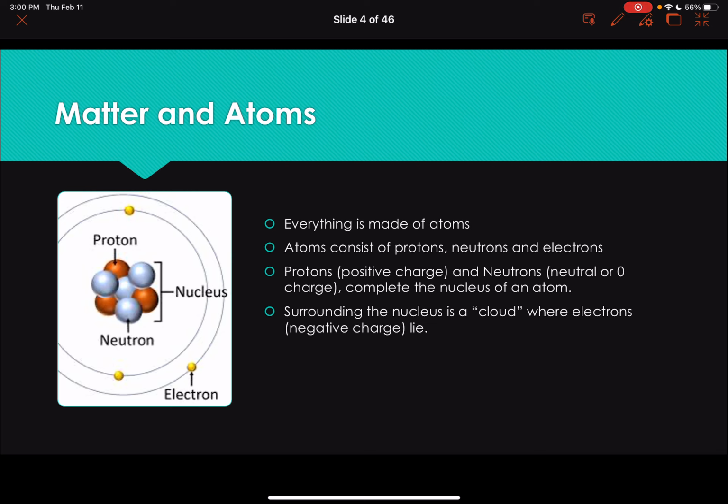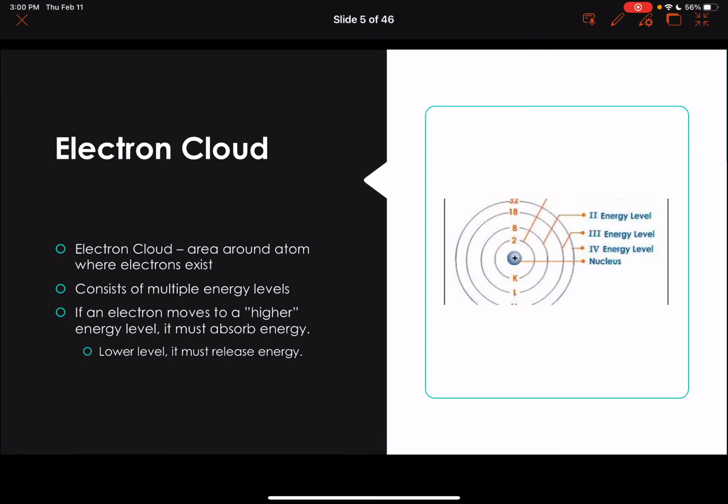Surrounding the nucleus is a cloud where electrons lie, and of course electrons have a negative charge. So the electron cloud is the area where the electrons exist. It consists of multiple energy levels, and what you need to know about these energy levels, we're not going to go as deep as maybe you did in chemistry, but you need to know that if we want to move to a higher energy level, that electron has to absorb energy. It needs to gain energy to move from a lower to a higher energy level. And then if we want to go to a lower energy level, it needs to release energy.